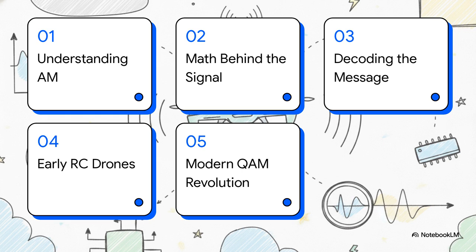Here's our flight path for today. First, understanding amplitude modulation. Then, the math behind the signal. Next, decoding the message. After that, driving early RC drones. And finally, we'll wrap up with the modern QAM revolution.